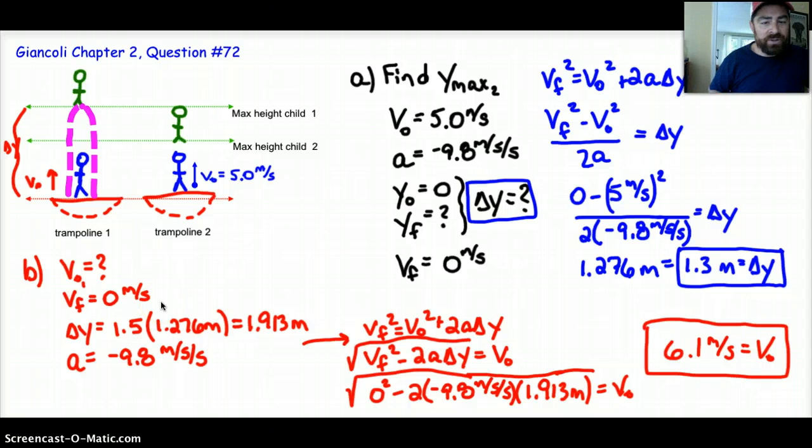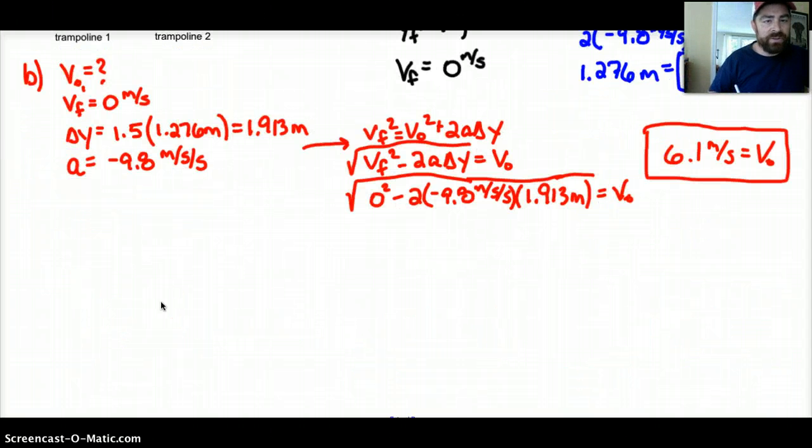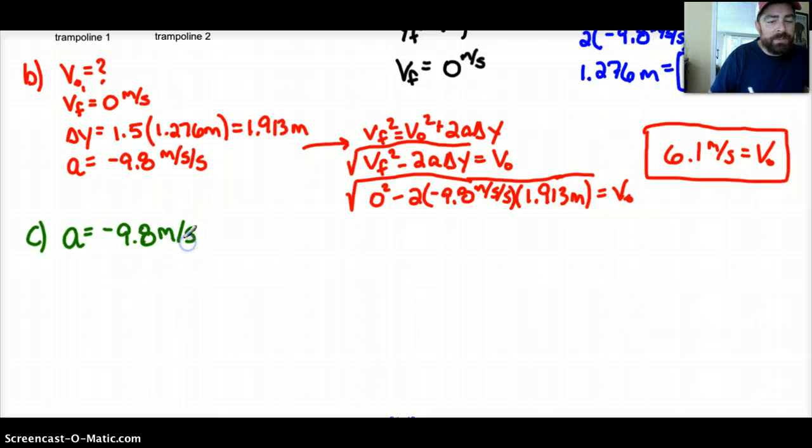Let's go ahead and solve the remainder of this problem in the space here underneath. I'll solve part C in green. Okay, so what do we know? Again, as usual, we know the acceleration is going to be negative 9.8 meters per second squared. We know the initial velocity of child number 1 now. We've just solved for it. It's an upwards 6.1 meters per second. And we know the final velocity of child number 1 at maximum height. It's 0 meters per second.